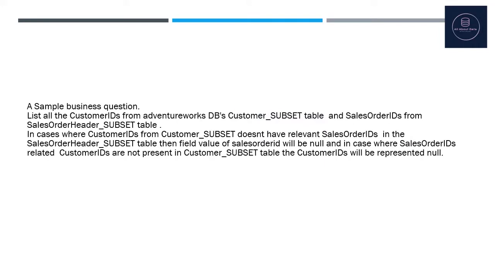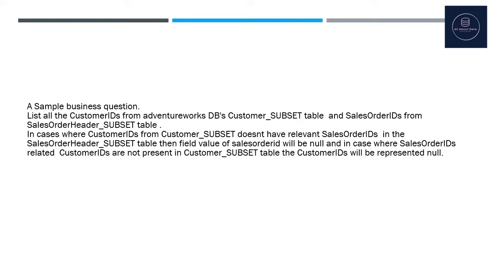The given sample business question is to list all the customer IDs from the AdventureWorks database's customer subset table, and the sales order IDs from the sales order header subset table. Here they have given an additional condition: in cases where a particular customer ID from the customer subset table doesn't have a relevant sales order ID in the sales order header subset table, then the sales order ID will be null. And in cases where the sales order ID's related customer ID is not present in the customer subset table, then the customer ID will be represented as null.